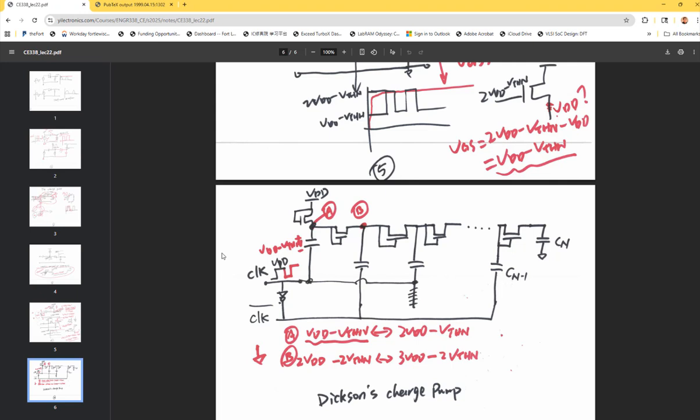Peak is an extra VDD when it's pushing. Oh, why does this guy drop 2 VTHN? Yeah, that's right. It's the 3 VDD minus 2 VTHN. That's different, which makes sense because it's magic.